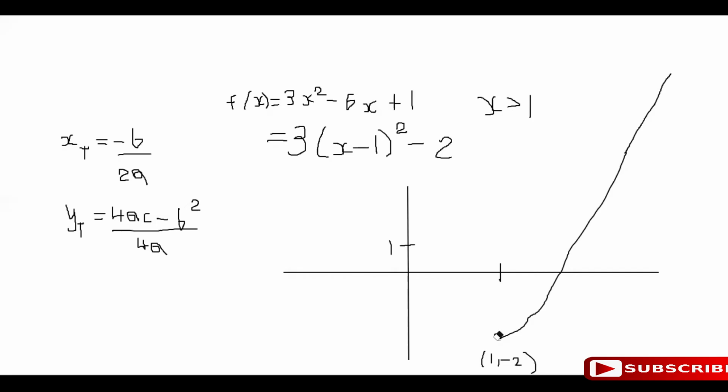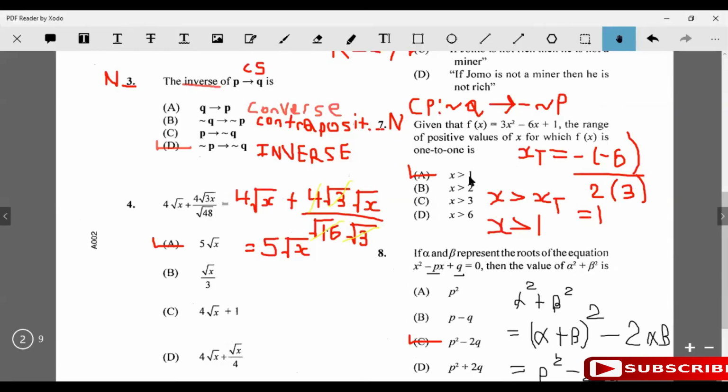For when x is from 1 to infinity, the function f of x is one-to-one. And so therefore, right here, when x is greater than 1, the function is a one-to-one function. It's a one-to-one mapping. So that answers the question? Yes, sir. All right. So that's question 7.